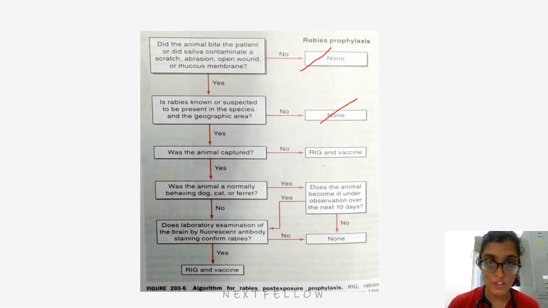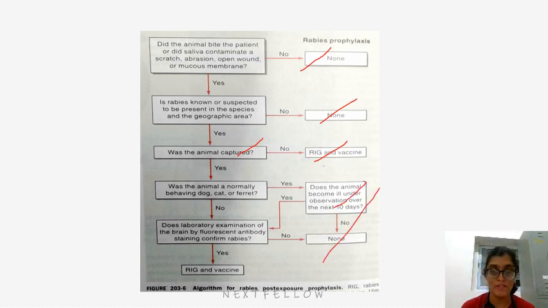Was the animal captured? No. Rabies immunoglobulin and vaccine. Yes, was the animal a normally behaving dog, cat or ferret? Yes. Does the animal become ill under observation over the next 10 days? No. Then no post-exposure prophylaxis is required. Was the animal a normally behaving cat, dog or ferret? No. Then does laboratory examination of the brain by fluorescent antibody staining confirm rabies? Yes. Then rabies immunoglobulin and vaccine.